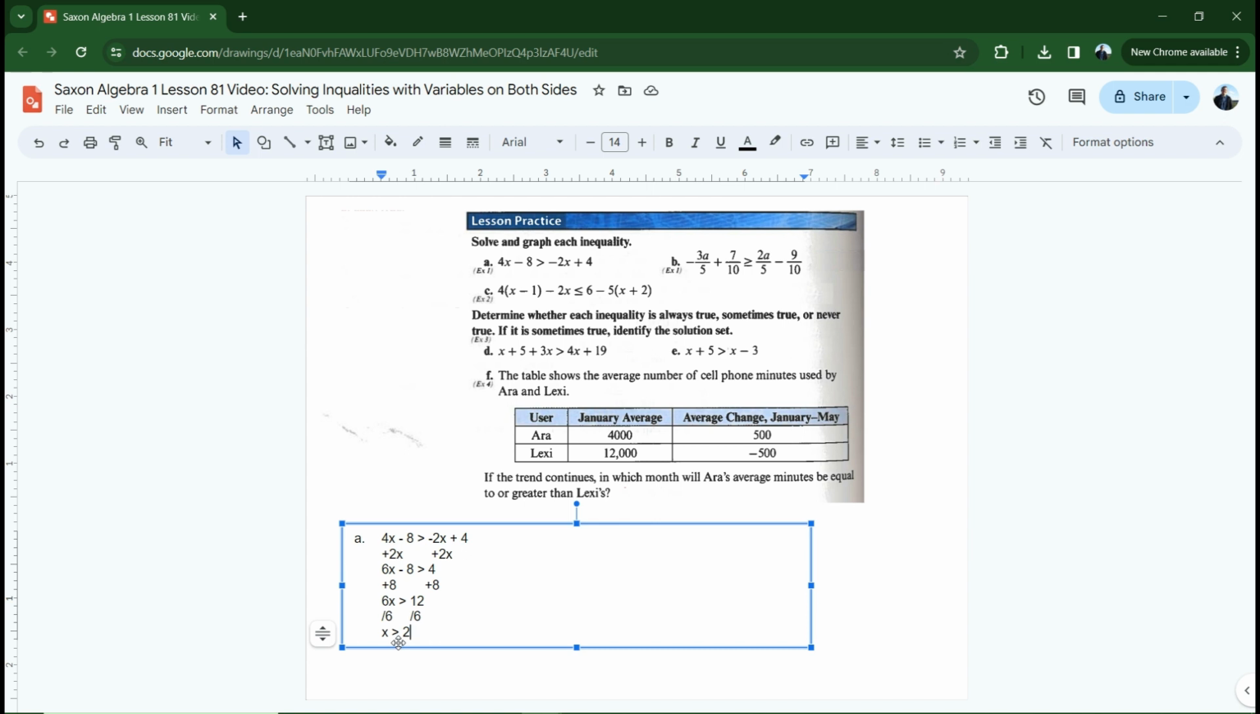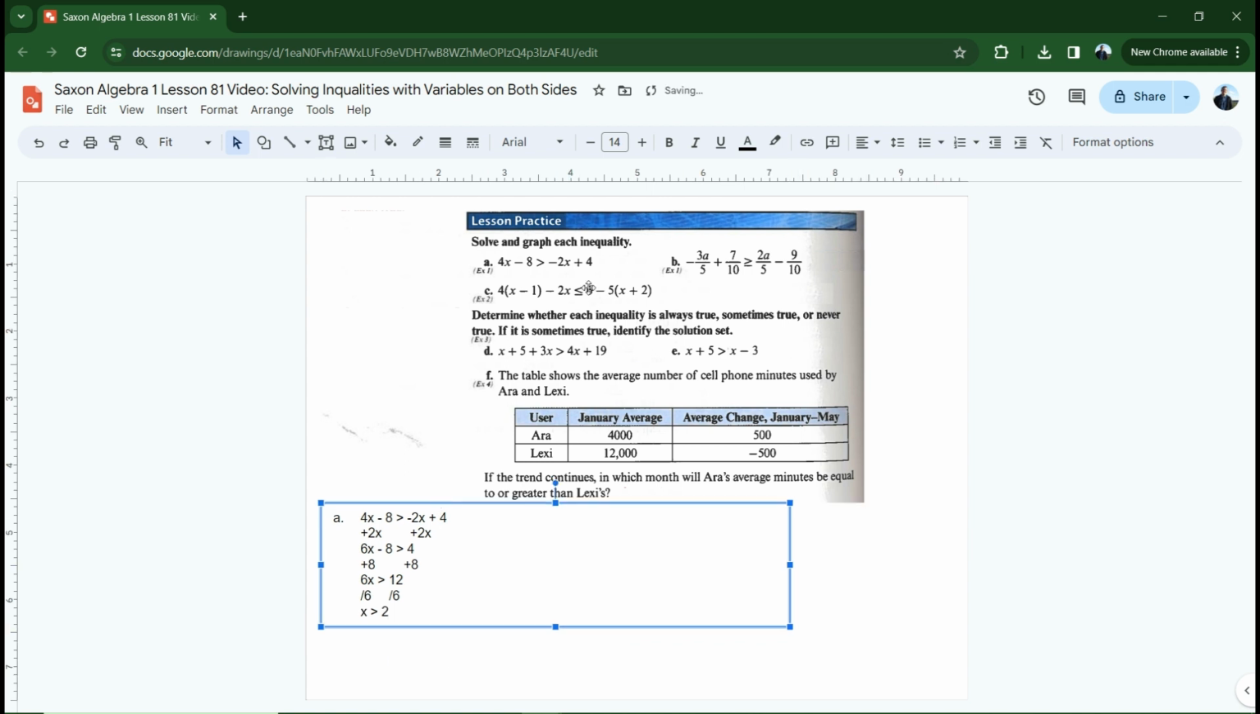Let's try plugging in 3. 3 is greater than 2. Does that make this a true statement? 4 times 3 is 12, minus 8 is 4. Negative 2 times 3 is negative 6, plus 4 is negative 2. So 3 works as a solution because 4 is greater than negative 2. So this checks out as being a solution to this problem.